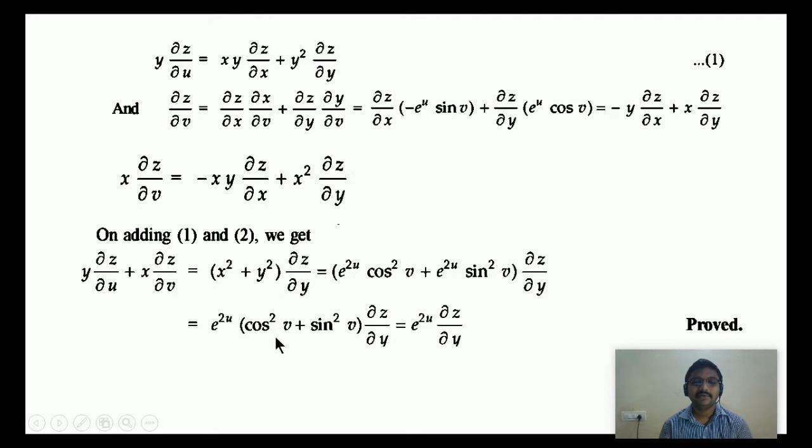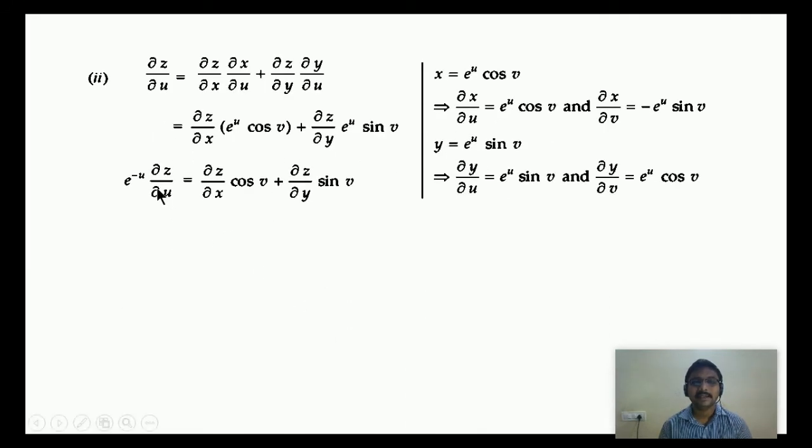But what is the value of cos squared v plus sin squared v? We know cos squared theta plus sin squared theta is 1. So cos squared v plus sin squared v is also 1. So it is the required first statement.